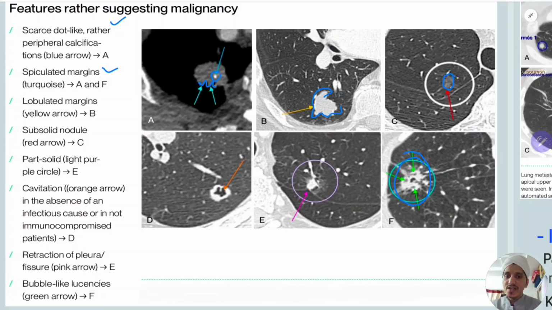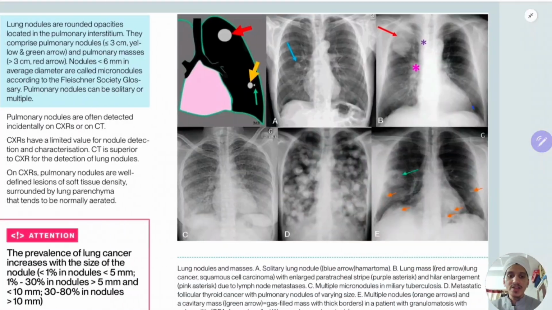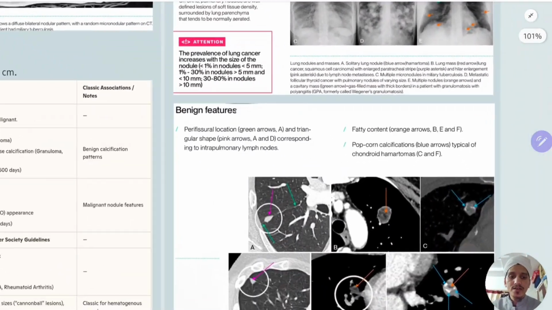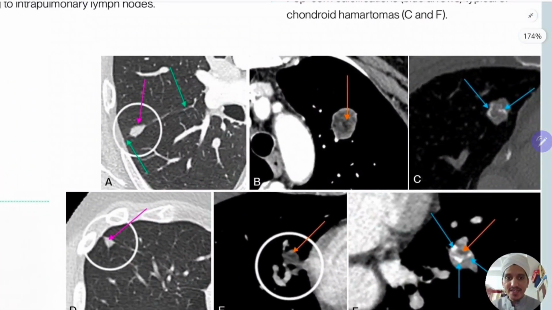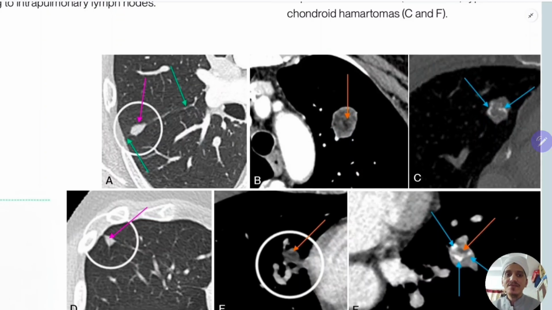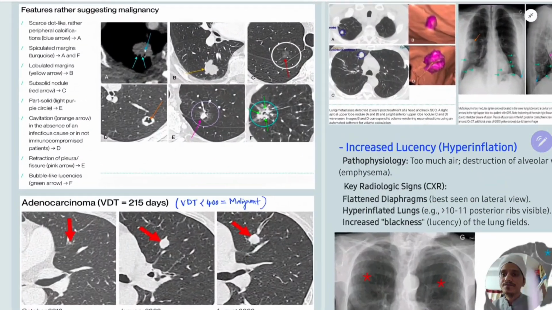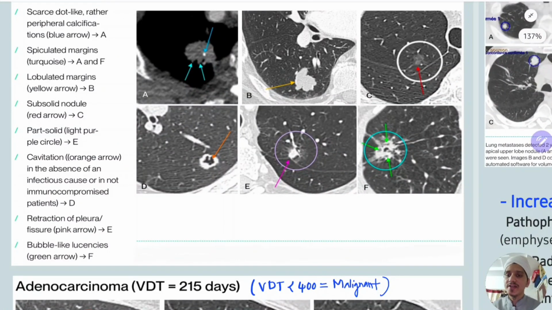Okay, just to differentiate, I will show that. Here you can see, in the center it is subsolid, but the peripheries are not subsolid, and the peripheries are calcified. In the malignant features, it is just opposite. So the center will be calcified, and instead of just the center, the whole nodule will be subsolid. So that is a feature suggesting malignancy. And spiculated margins, lobulated margins, subsolid nodule, part solid nodule, in partly solid nodule.